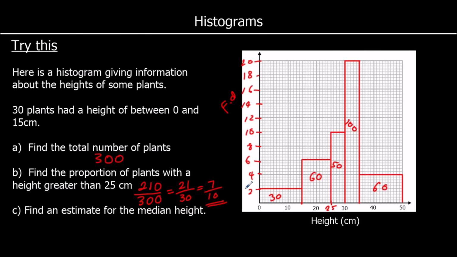And find an estimate for the median height. So we've got 300 plants. So we're looking to split. We're looking for the middle. So split 150 plants on one side and 150 plants on the other side. So let's count up. So 30 and 60 make 90. 90 plus 50 is 140. So we want to go 10 plants in to this 100 group here.